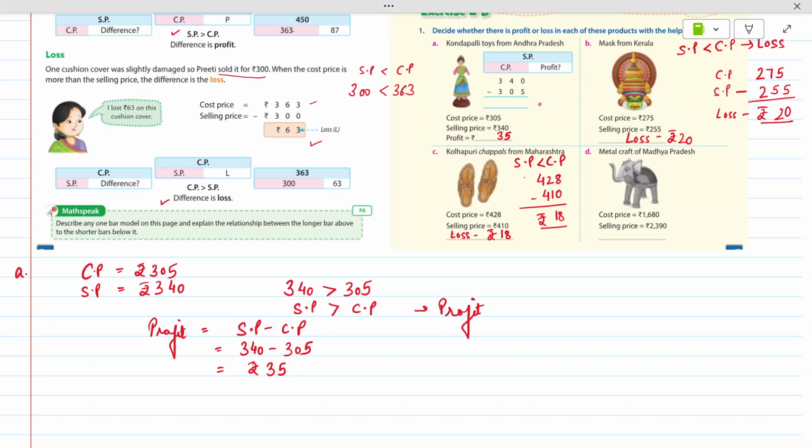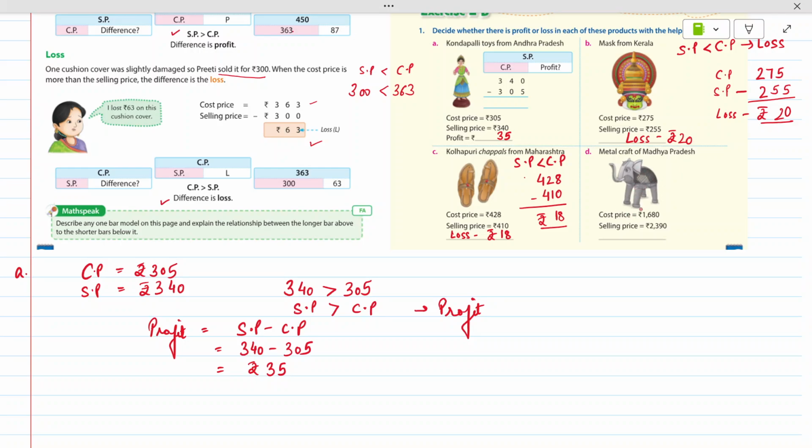Okay, so that was the scenario of a profit, and these two are a scenario of loss. And we can find out the amount of profit and loss by measuring the difference between the selling price and the cost price.